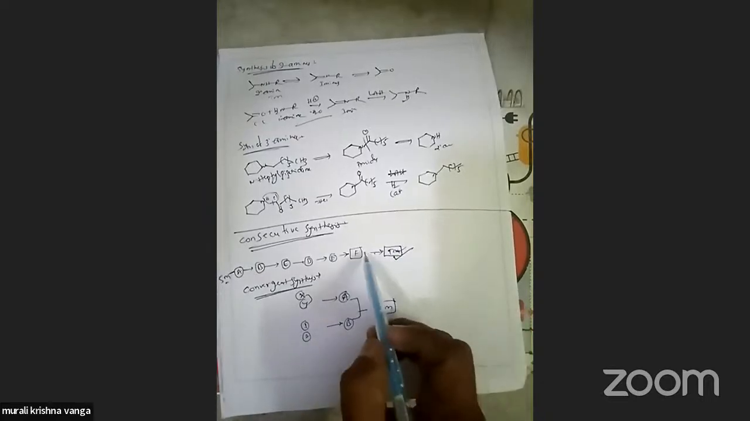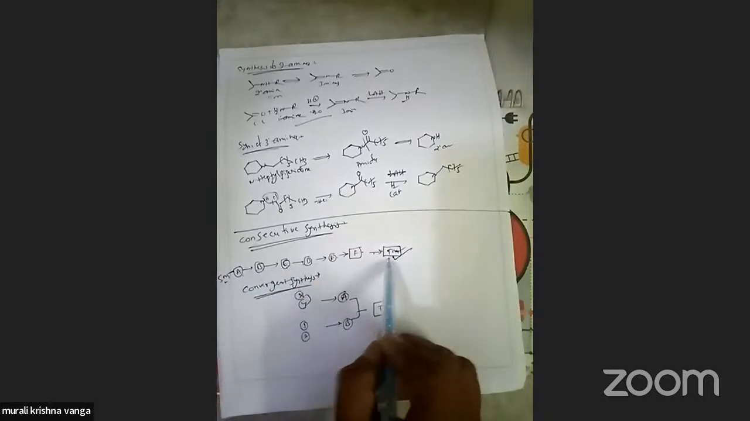In this convergent synthesis, the intermediates are synthesized separately. That step is called convergent synthesis. In consequent synthesis, each intermediate is made up in sequence. Then from each intermediate, by sequential arrangement, they give the target molecule in consequent synthesis.